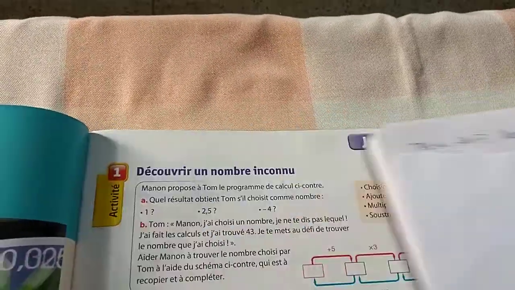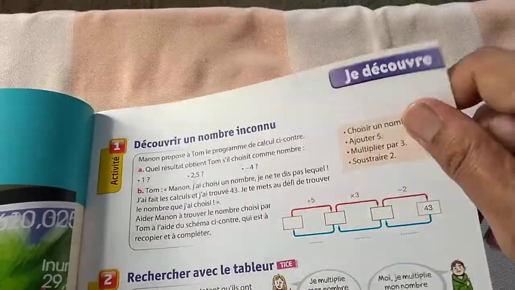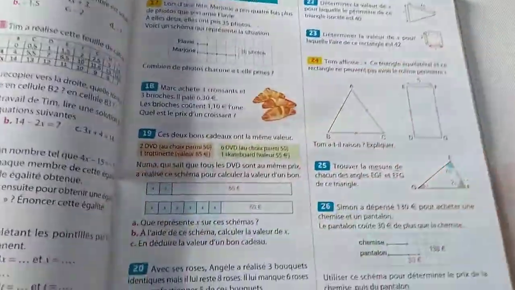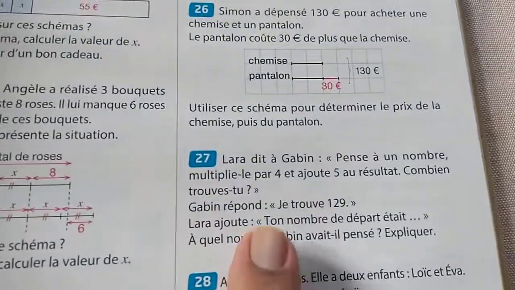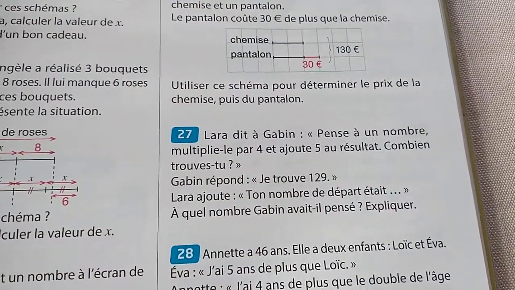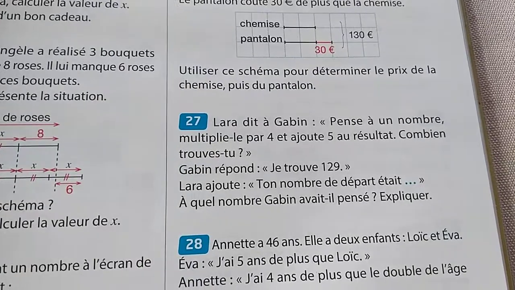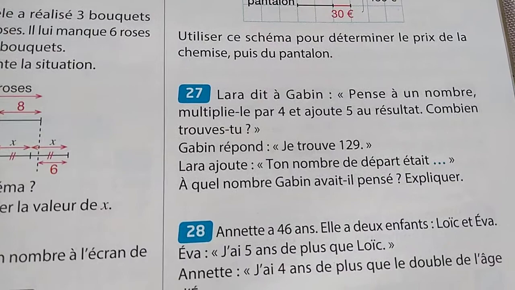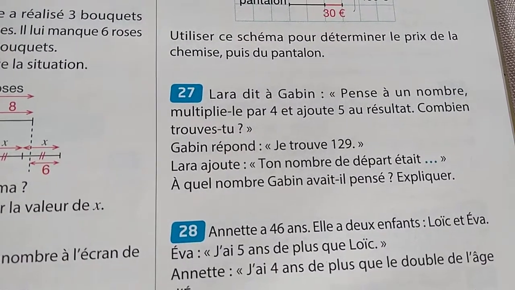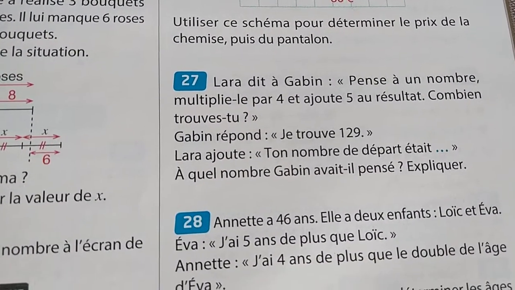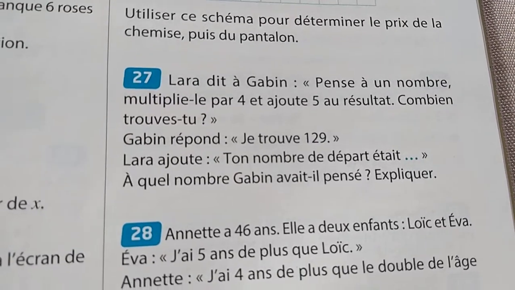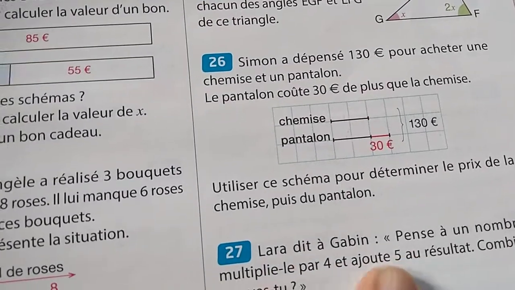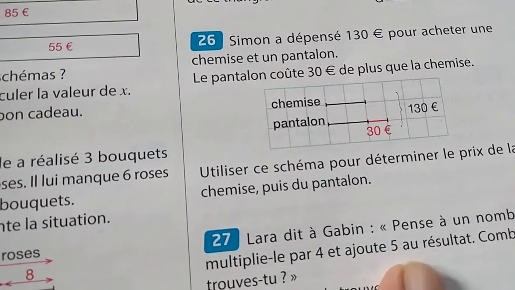For example, I'll find a problem here. Let's take this. Lara dit à Gabin, pense à un nombre, multiplie-le par 4 et ajoute 5 au résultat. Combien trouves-tu? Gabin répond, je trouve 129. Lara ajoute, ton nombre de départ était. So how to solve this? What is the number that Gabin thought of in the beginning?